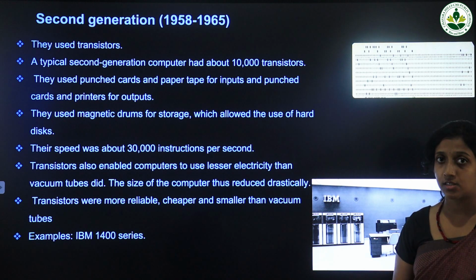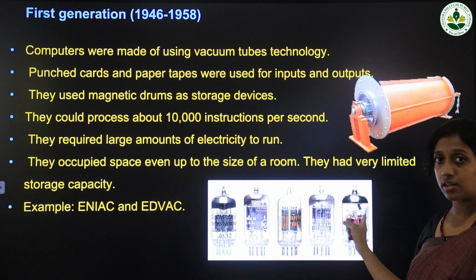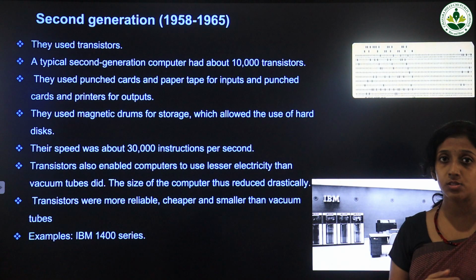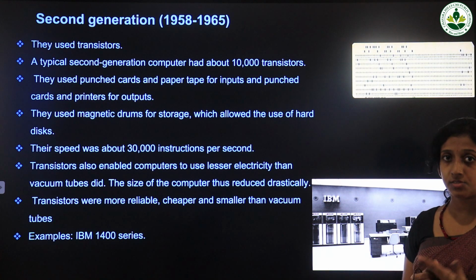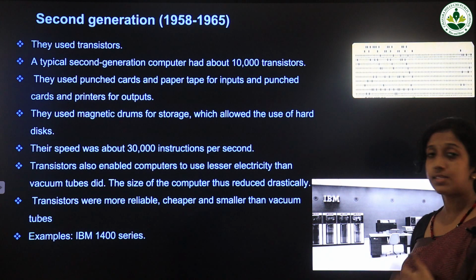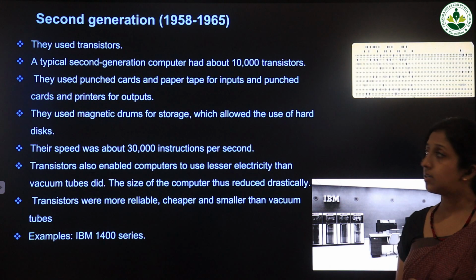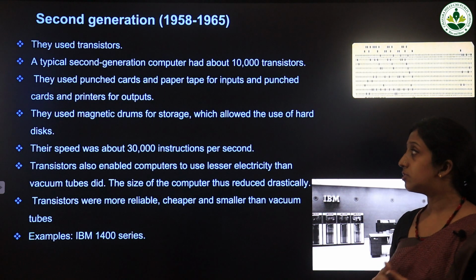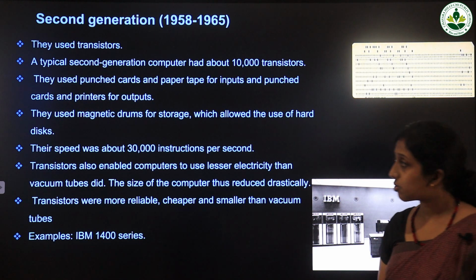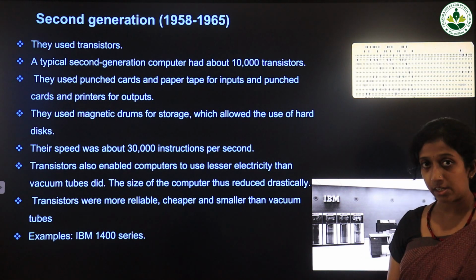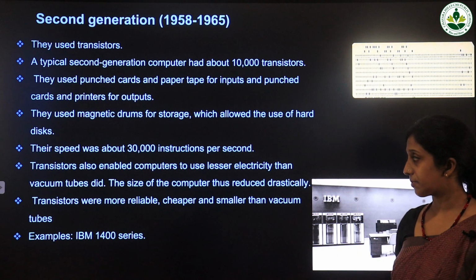Next is the second generation computer. They used transistors. The first generation computers were using vacuum tubes, and the second generation computers used transistors. A typical second generation computer had about 10,000 transistors. They used punch cards and paper tapes for input and output, and they also used magnetic drums. Their speed was about 30,000 instructions per second, and the transistors also enabled computers to use less electricity than vacuum tubes did, and the size also shrank.